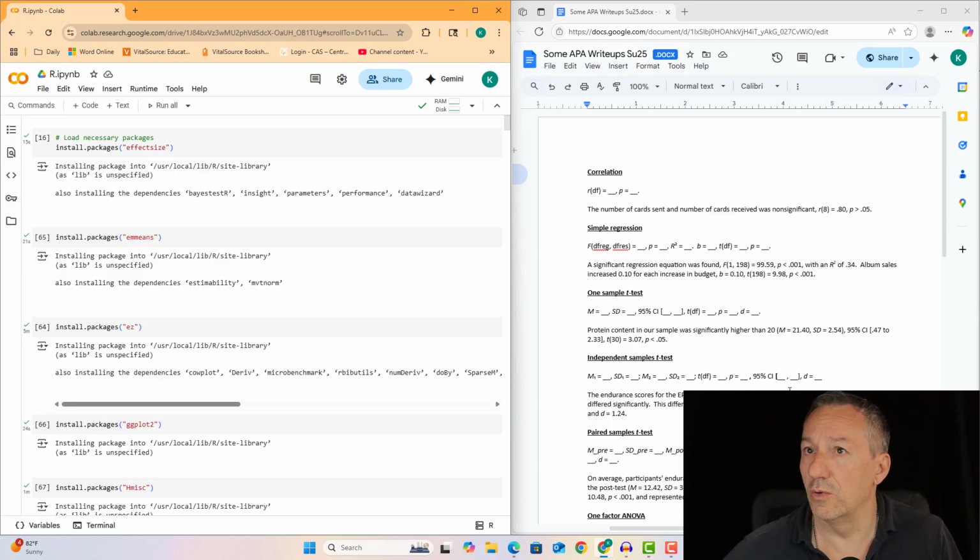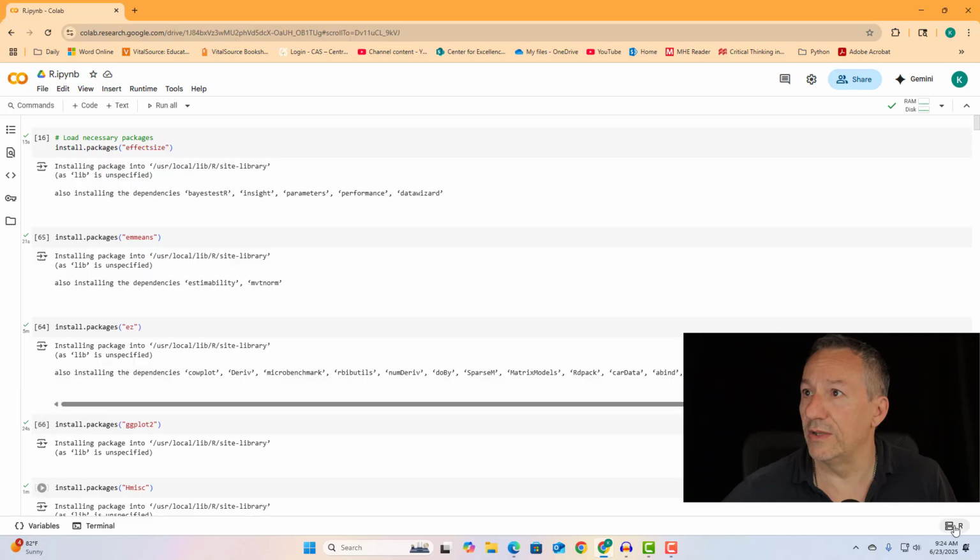Okay, in Google Colab, one thing you do have to do at first is make sure you're in the right environment. So if you go down here into this corner, it says runtime options, click there. I think the default is to be in Python, so just make sure that you are in R.